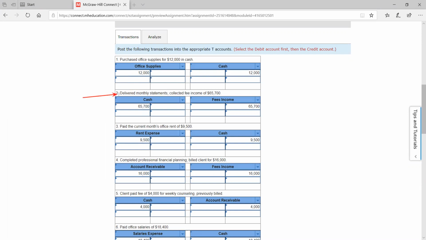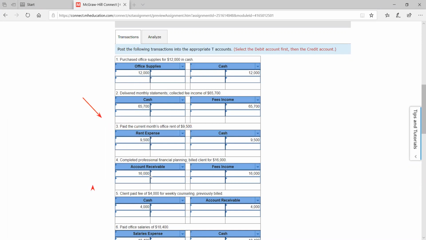The second one says delivered monthly statement, that's going to be a revenue item, and you collected it, so you're going to debit cash, increase. Credit fees income, that's an increase to your revenue. Next one, paid the rent expense for the month, or the rent, so debit rent expense, credit cash.